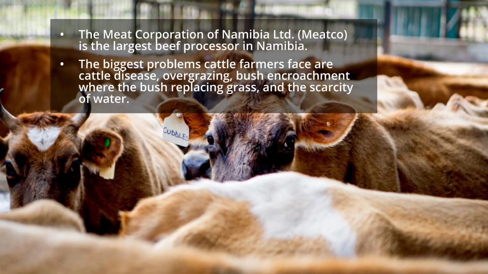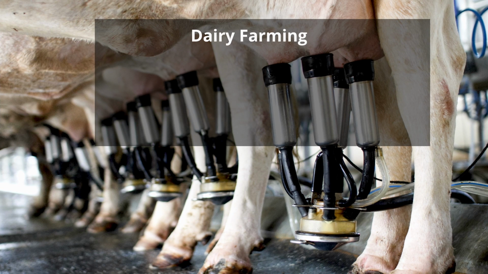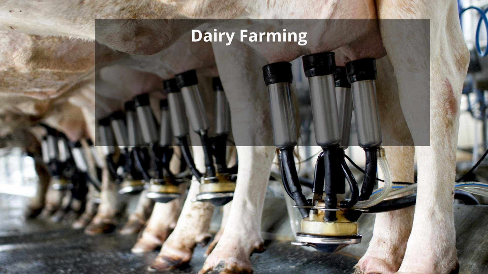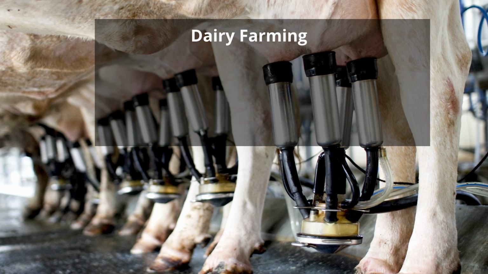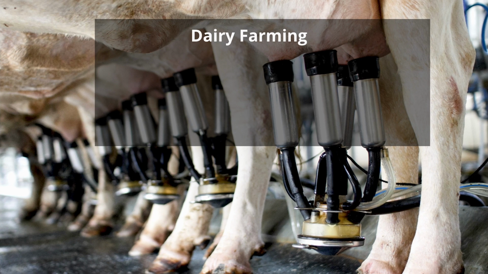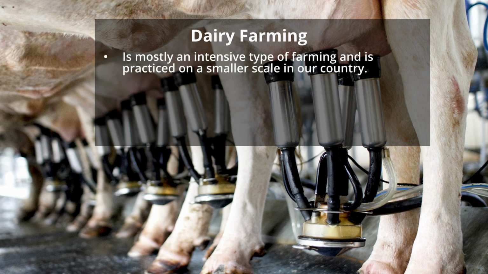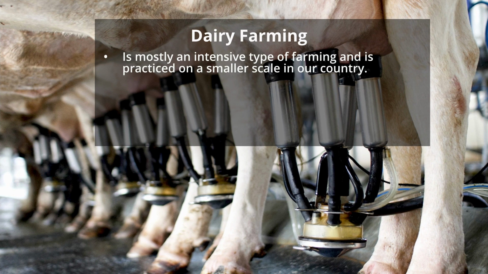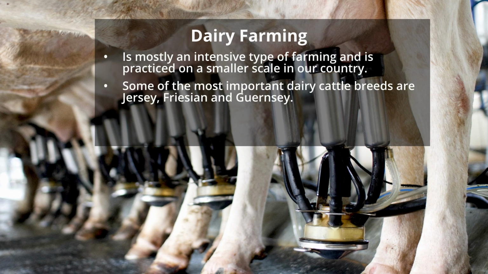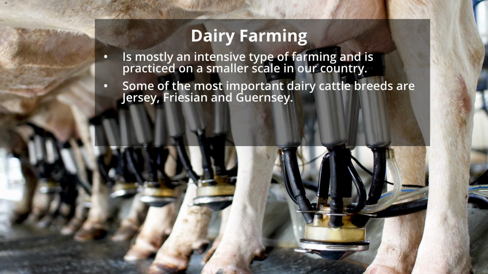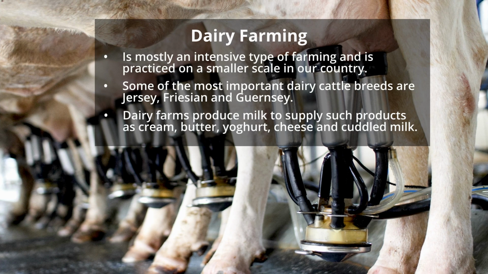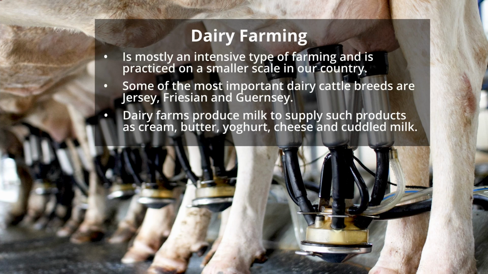Let's take a look at the final branch of farming under commercial farming, the dairy farming. Dairy farms are usually located close to cities and towns so that the milk and other dairy products do not have to travel over long distances. Dairy is the most intensive type of farming and is practiced on a small scale in our country. Some of the most important dairy cattle breeds are Jersey, Friesian, and Guernsey. Dairy farms produce milk to supply products such as cream, butter, yogurt, cheese, and condensed milk.